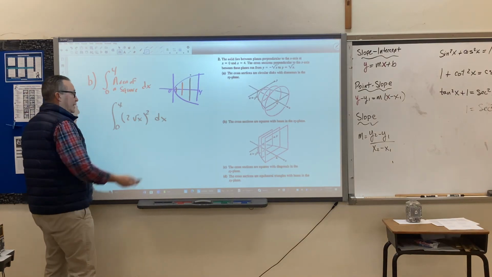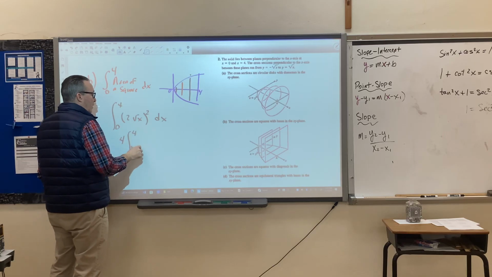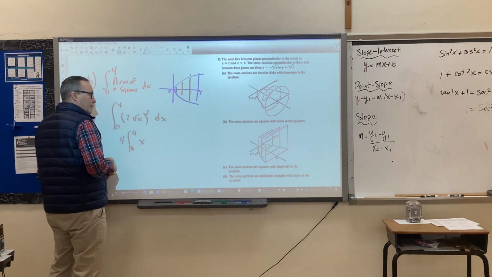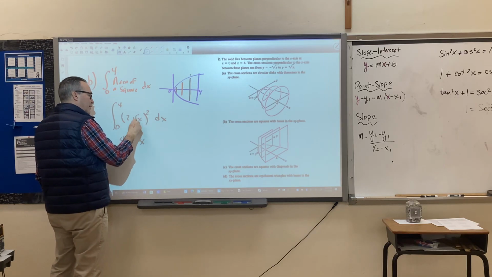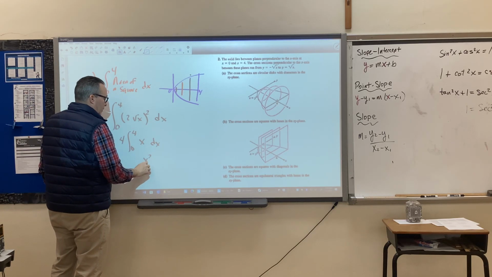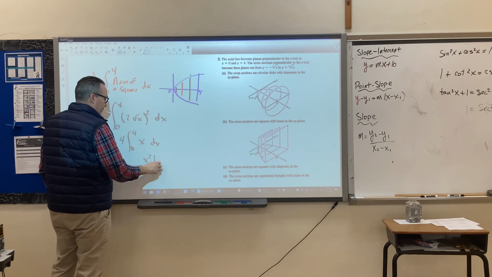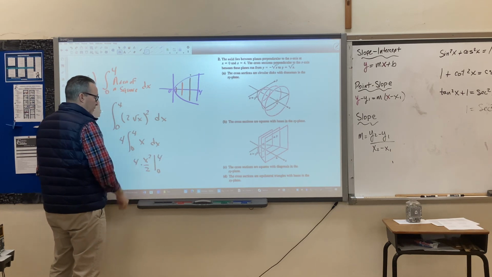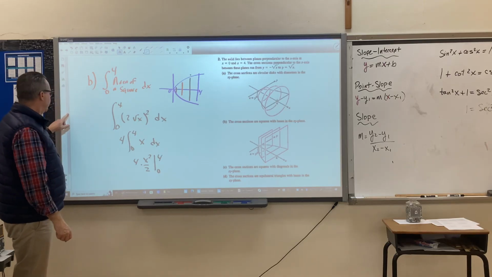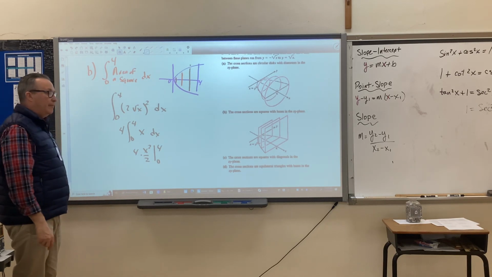Okay? So we can take the 4 out. 0 to 4, squaring, you get 4 times the square of the square root of x, you get x, dx. That's 2, there's 4. 8 times 4, 32. Is that right?